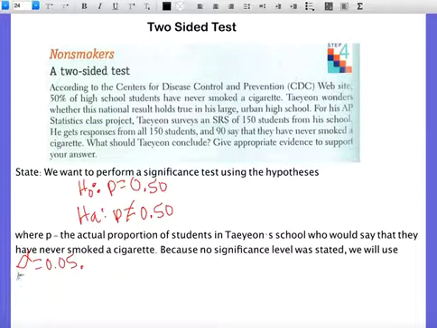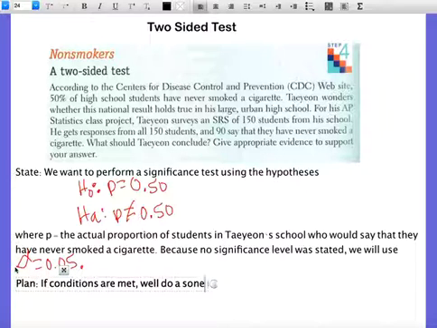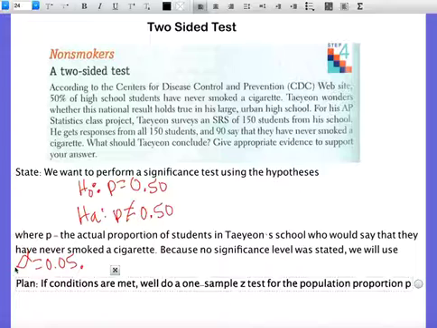Okay, so next we're going to do our plan. So for our plan, we basically have to check and make sure our conditions are met. So we would say if conditions are met, we'll do a one sample z-test for the population proportion p. So we're going to check to see if it's random. So it says that Taeyeon surveys a simple random sample of 150 students. So is it random? Yes.